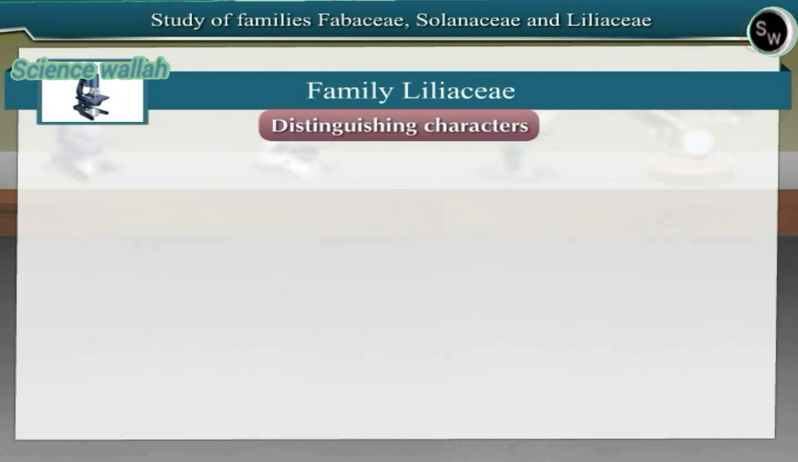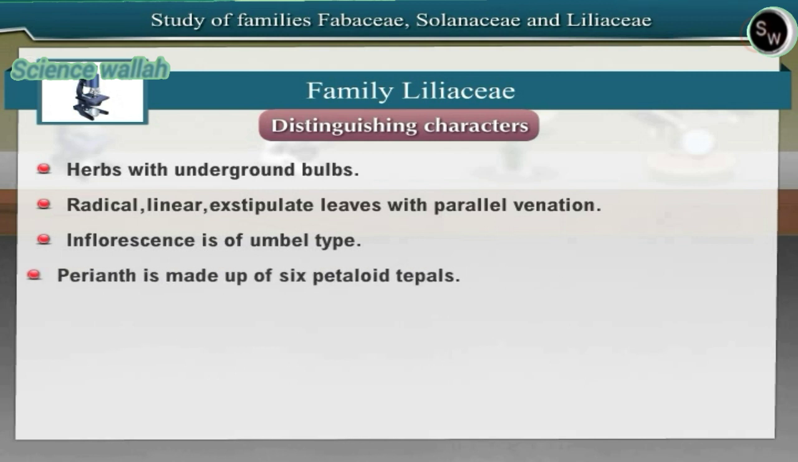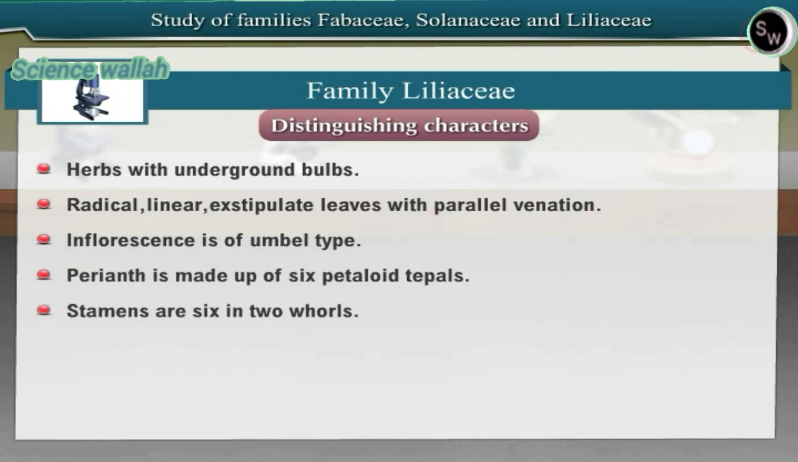Distinguishing characters of family Liliaceae are as follows. Herbs with underground bulbs, radical, linear, exstipulate leaves with parallel venation. Inflorescence is of umbel type. Perianth is made up of 6 petaloid tepals. Stamens are 6 in 2 whorls. Tricarpellary, syncarpous gynoecium.